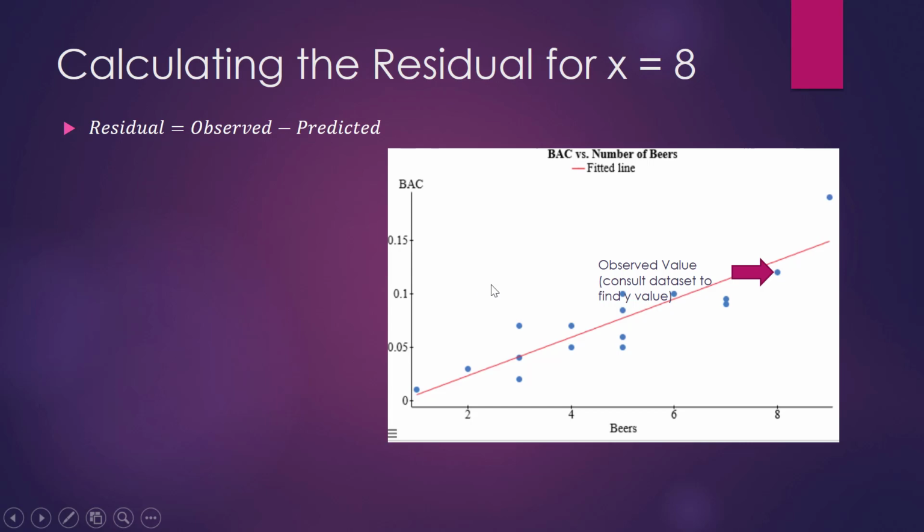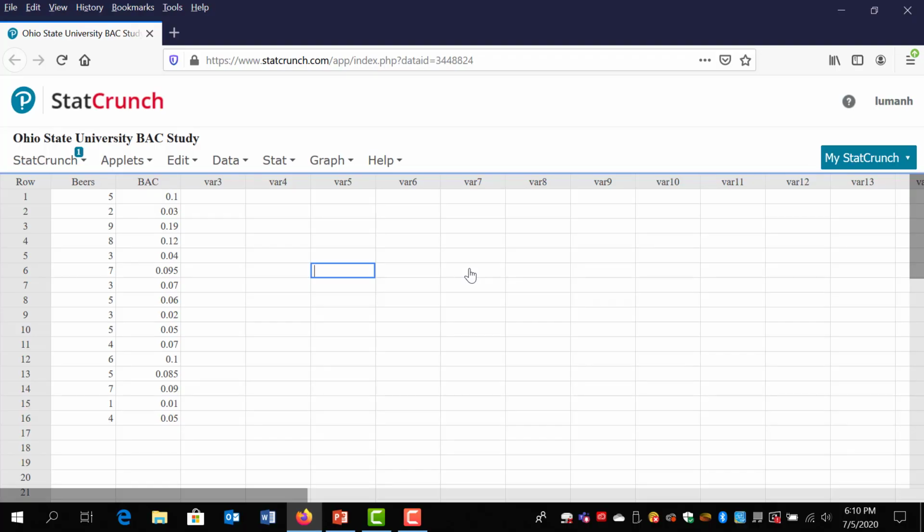So let's jump over to our data set to see what the exact blood alcohol content is for the person who consumed 8 beers. Okay, here's our data set. Looking at the number of beers, you can see there is only one data point for the person who consumed 8 beers, and that person has a blood alcohol content of 0.12. So this value 0.12 is going to be our observed value that we're going to put into our residual formula. Let's go back to our PowerPoint.